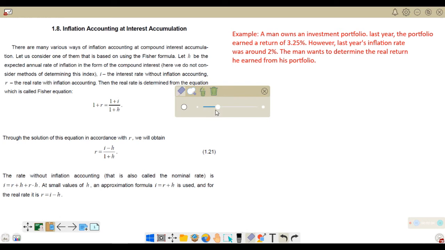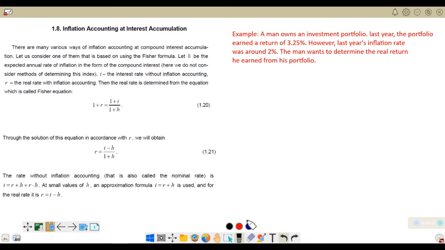This is Miss Rena. For this video discussion, we are going to talk about Section 1.8, Inflation Accounting and Interest Accumulation. So before we start, let's review the definition of inflation.